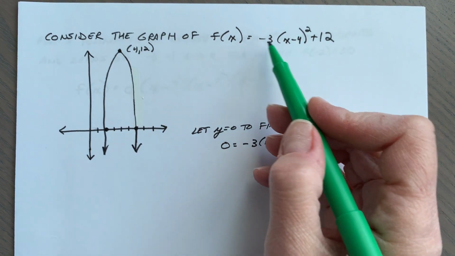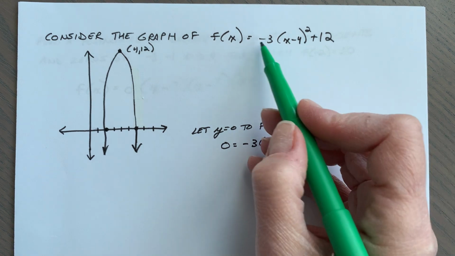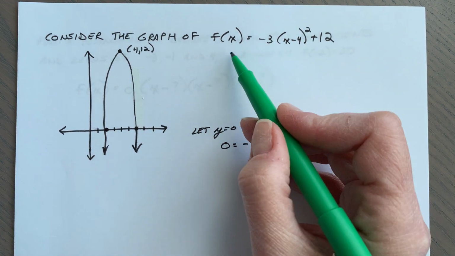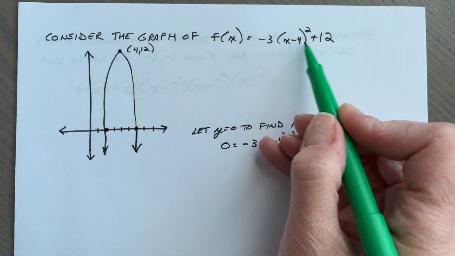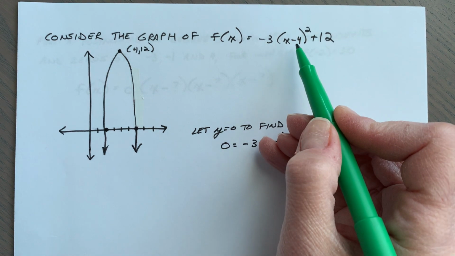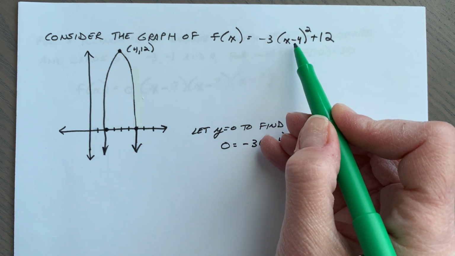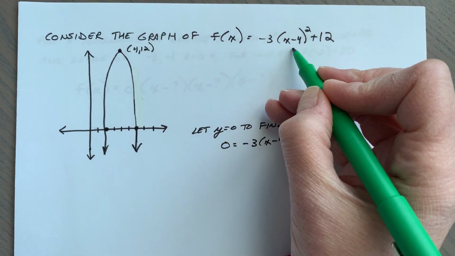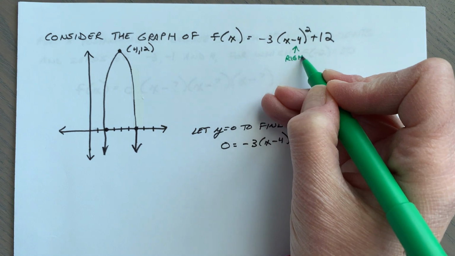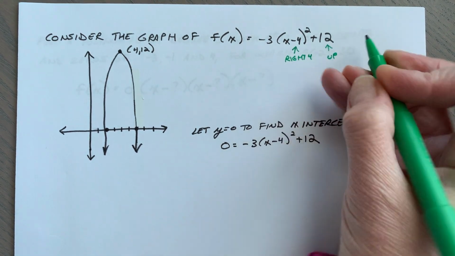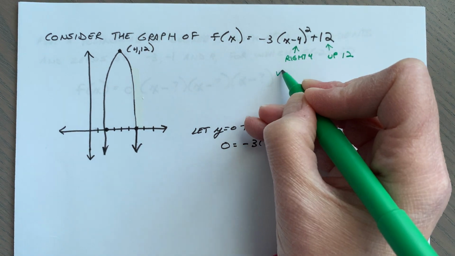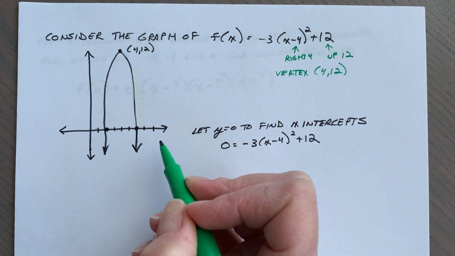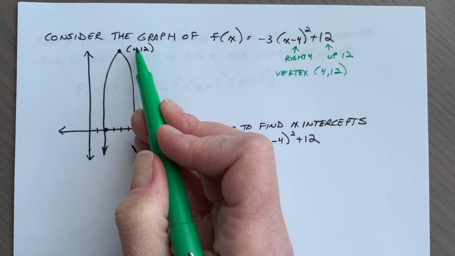So here is another quadratic polynomial function, negative 3 times the quantity x minus 4 squared plus 12. Now this is in our form where we can tell what the vertex is very easily by knowing how far our graph has shifted left or right and how far our graph has shifted up and down. So looking right here, this tells me we went right 4. This tells me this graph went up 12, which places the vertex at 4, 12. So I have a sketch of that graph here. Here's our vertex at 4, 12.